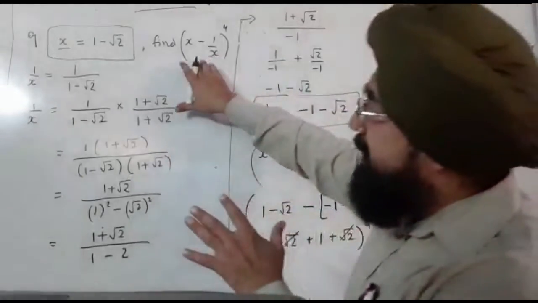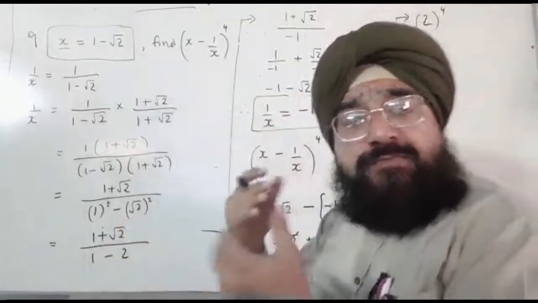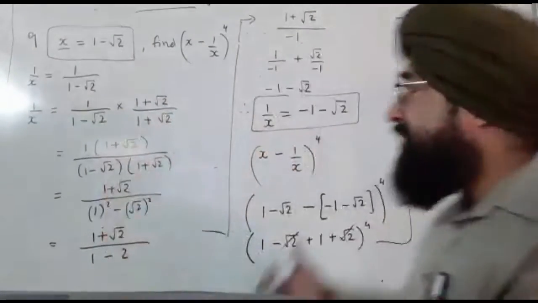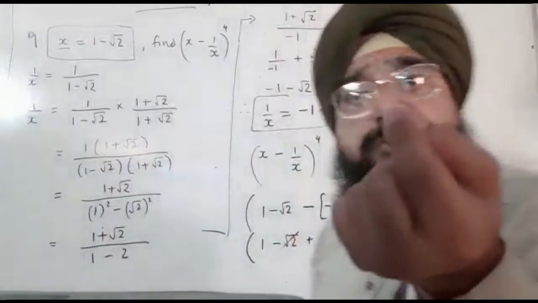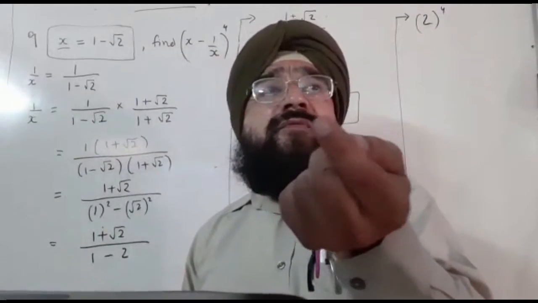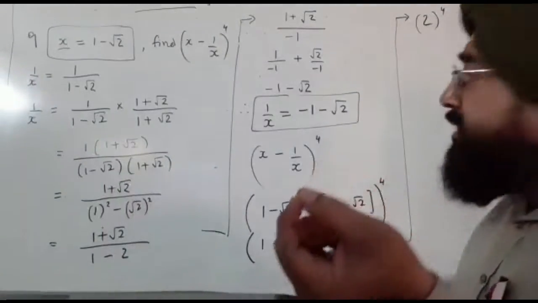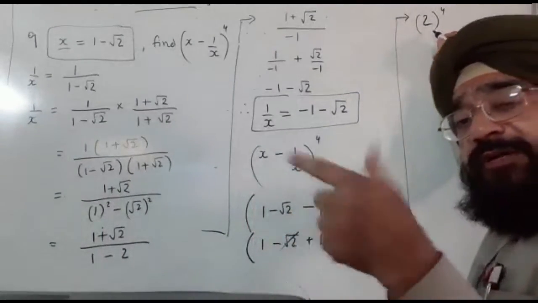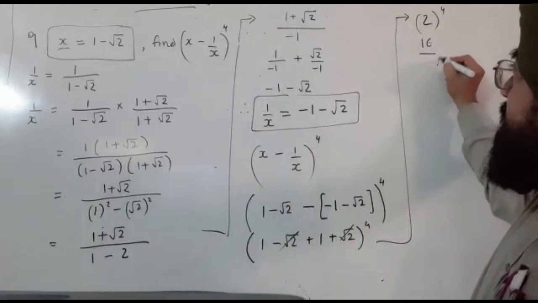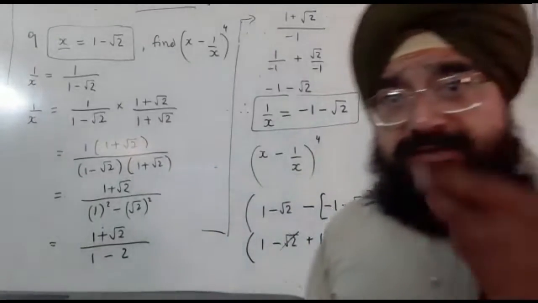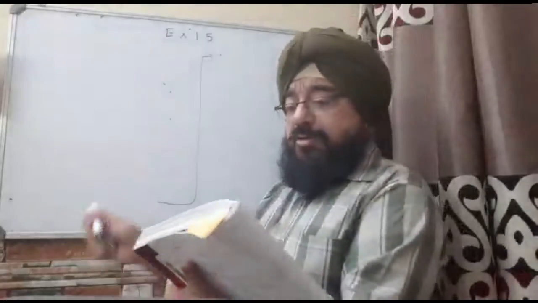See, this thing has become so simple now. x minus 1 upon x to the power 4 has become equal to 2 to the power 4, which you can easily find. 2 to the power 4 is on your fingertips. 2 square is 4, 4 into 2 is 8, into 2 is 16. 2 to the power 4 is 16. So 16 becomes your answer. Got it? Now, question number 10.